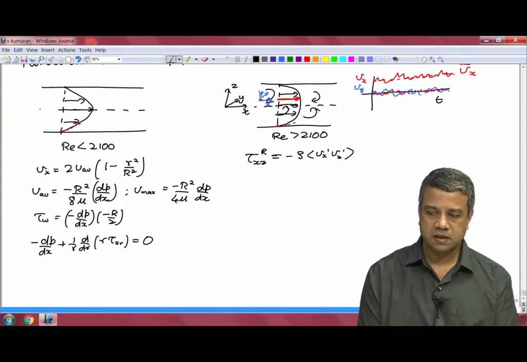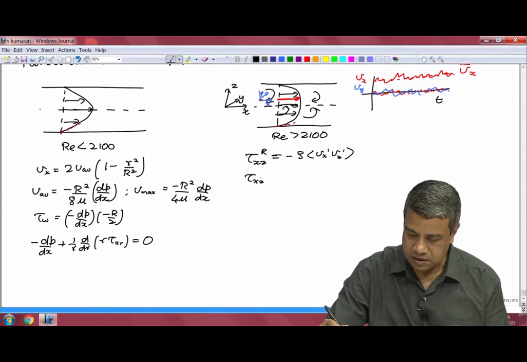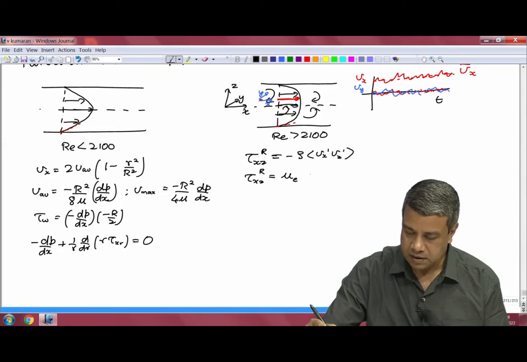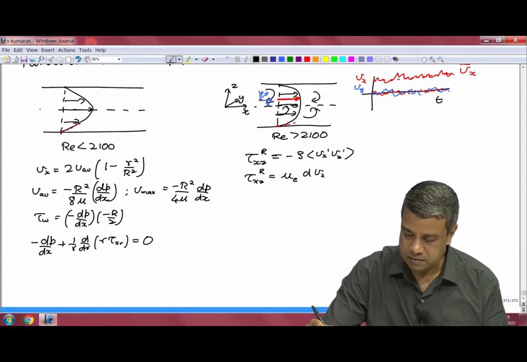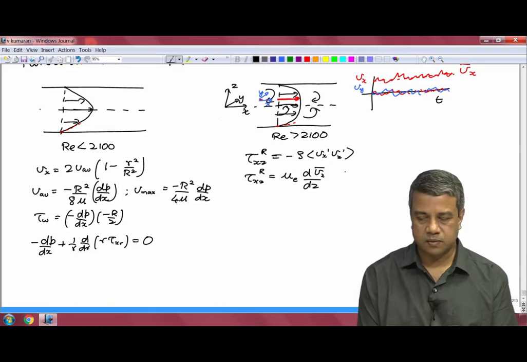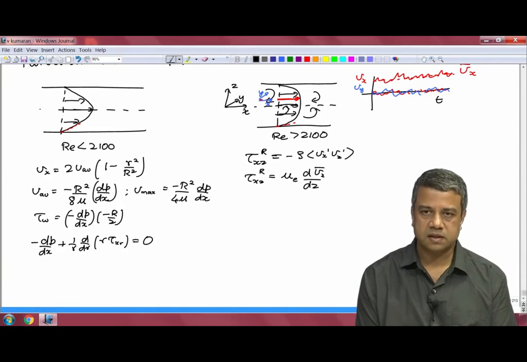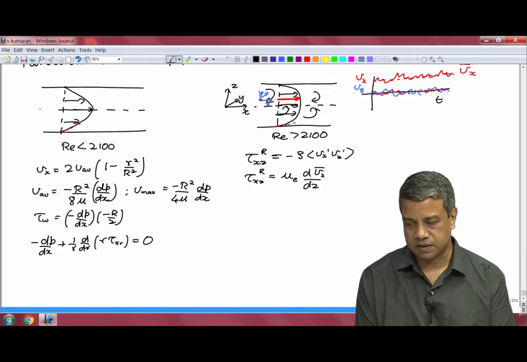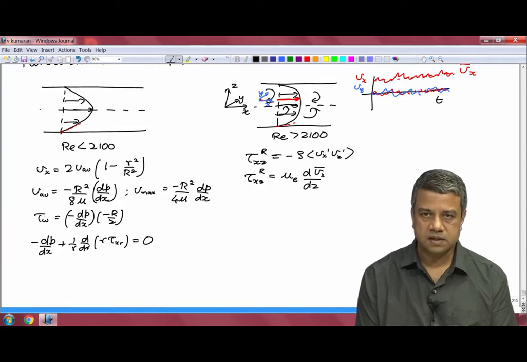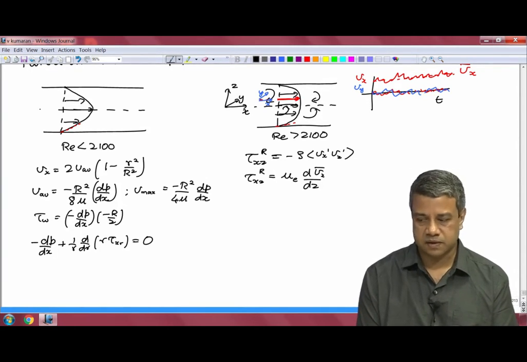And the models that are used for this are of the form tau x z r is equal to an eddy viscosity into d Vx bar by dz. That is the model that is used for the Reynolds stress, or the shear stress due to the fluid velocity fluctuations. All of these are just revision of what we had already done when we studied dispersion and diffusion.